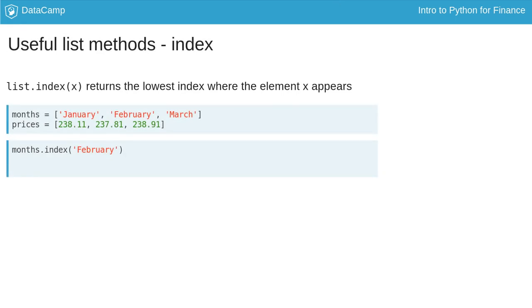Let's learn about another list method called index. Index returns the index of a specific element. Here are 2 lists, months and prices, which describe the month and consumer price index for that month. Let's use the index method to find out the index of February. Using this method identifies that February is at index 1. The corresponding price for February can now be accessed using this index.